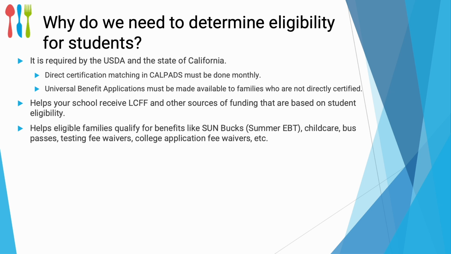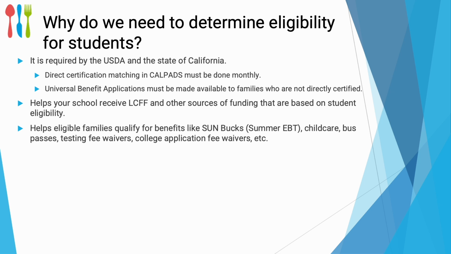As I mentioned before, why do we need to determine eligibility? Everybody's eating for free, right? It is required by the state of California in a couple of ways. One, direct certification matching should be happening in CalPADS monthly, according to California regulations. And universal benefit applications need to be made available to families who are not directly certified so that they can qualify for benefits like Sunbucks, mostly, which is a Summer EBT cash benefit to families who qualify.